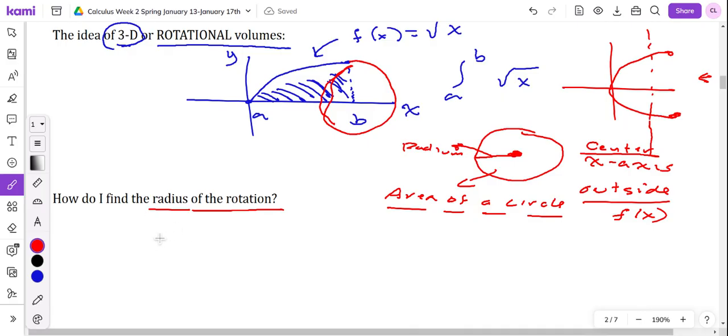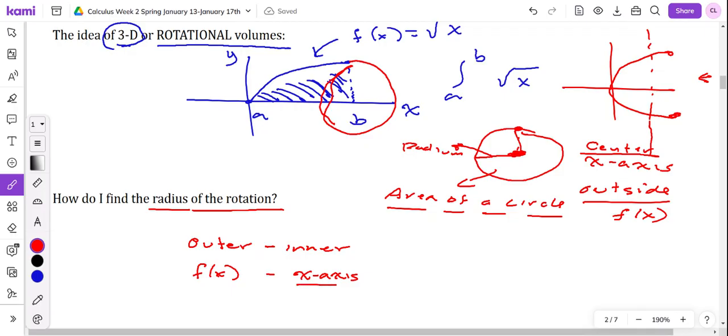So the radius really is going to be the outer minus the inner. Kind of like upper minus the lower. You can even draw it this way if you want. It's going to be upper minus the lower, however you want to look at it here. So if we're doing outer minus inner, it's going to be f of x minus the x-axis.